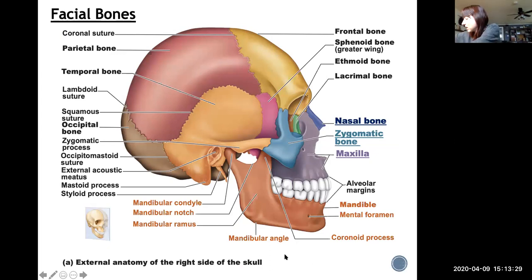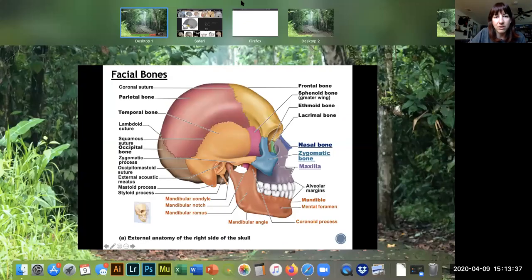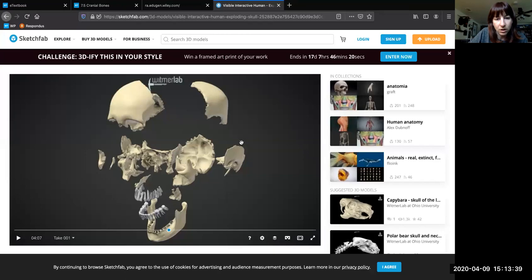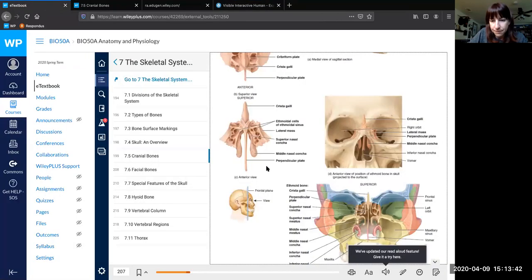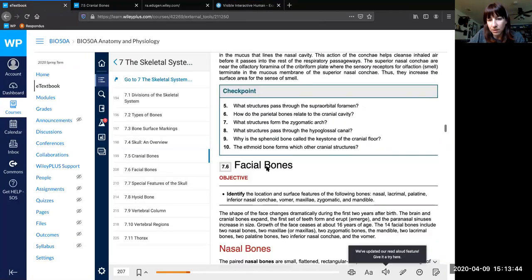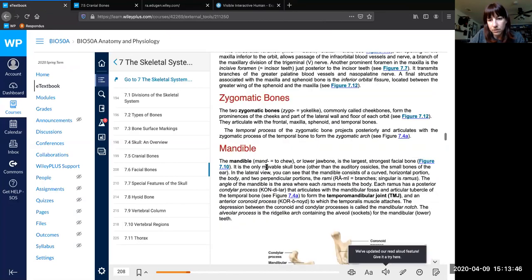As on page 219 of your book, it's showing the zygomatic arch, and you can see that it actually is including, actually, let me see if we can find it in here. Does it show the same thing here? Facial bones.